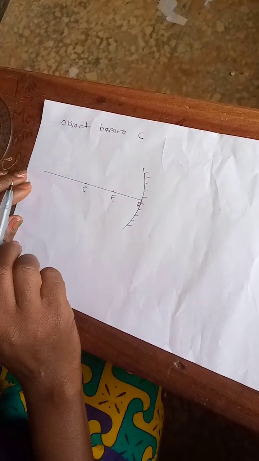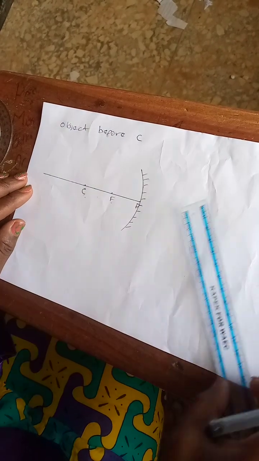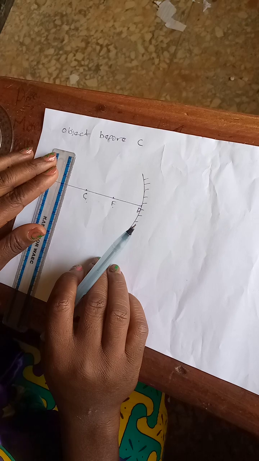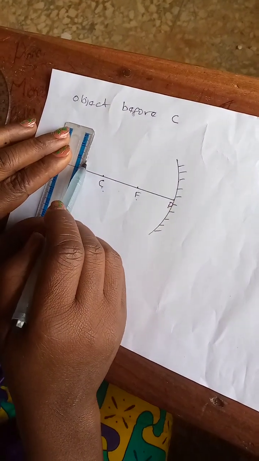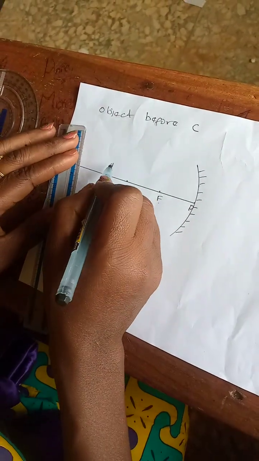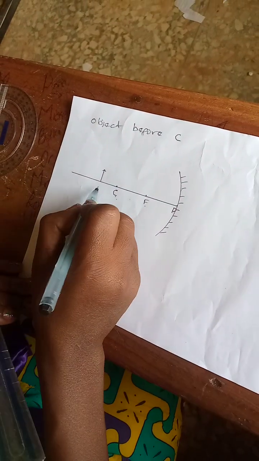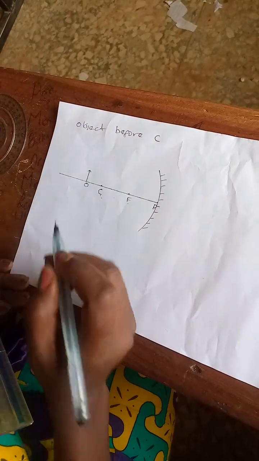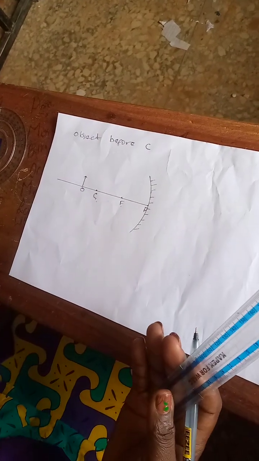So now we want to consider objects before C. If the object is before C, it means I'm going to be drawing my object somewhere before C. This is before C. You just draw a straight line like this on the principal axis with an arrowhead. So this is my object, so I label it object. Now there are 3 principles.